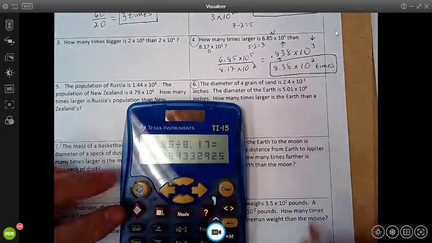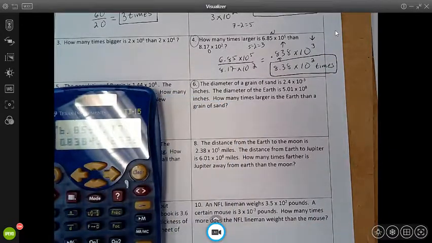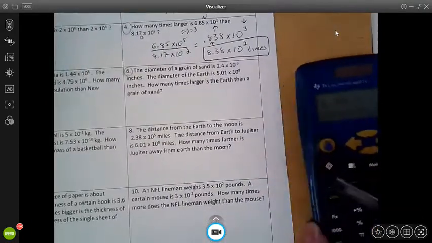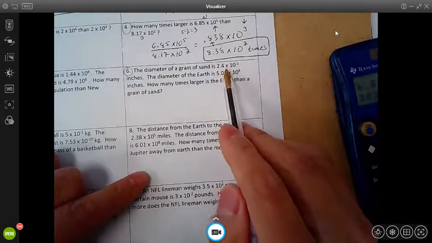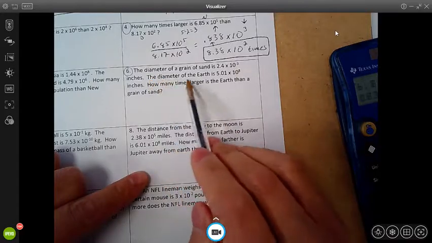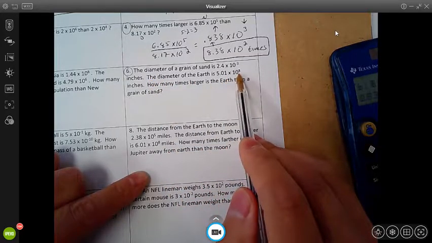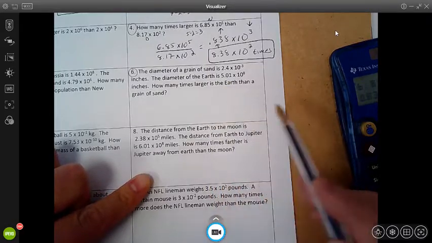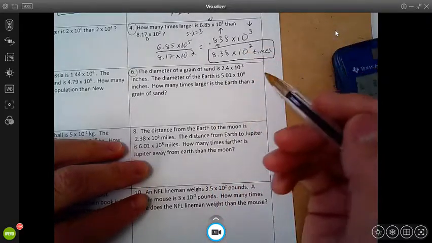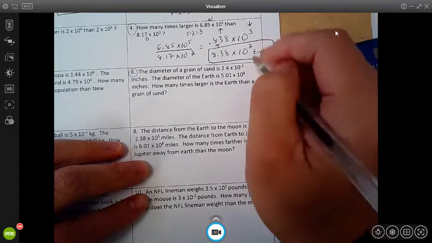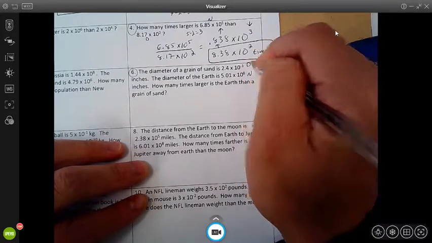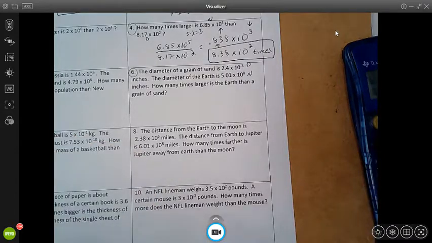All right, let's take a look at number 6. Number 6 says a grain of sand is 2.4 times 10 to the negative 3 inches. The diameter of the earth is 5.08 times 10 to the 3rd inches. How many times larger is the earth than a grain of sand? So the bigger number, the diameter of the Earth, that's going to be our numerator. The grain of sand is our denominator.